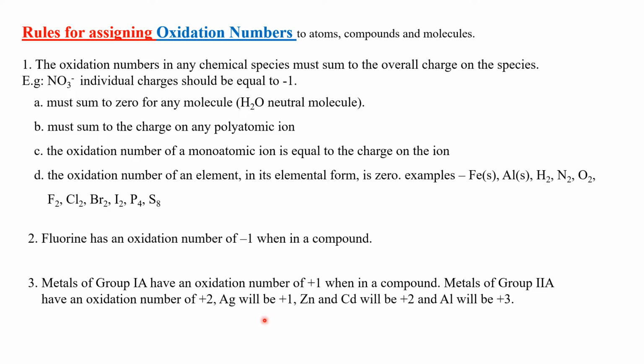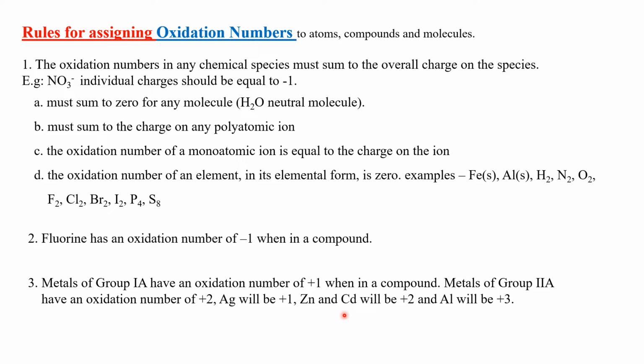Group 2 forms +2 charge in compounds. And group 3, like aluminum, forms +3 charge. In addition to these, zinc and silver are notable, as most of the transition metals form variable charges. Variable means more than one charge. But silver always forms +1 charge, only one charge. Zinc and cadmium both are always +2, only one charge.